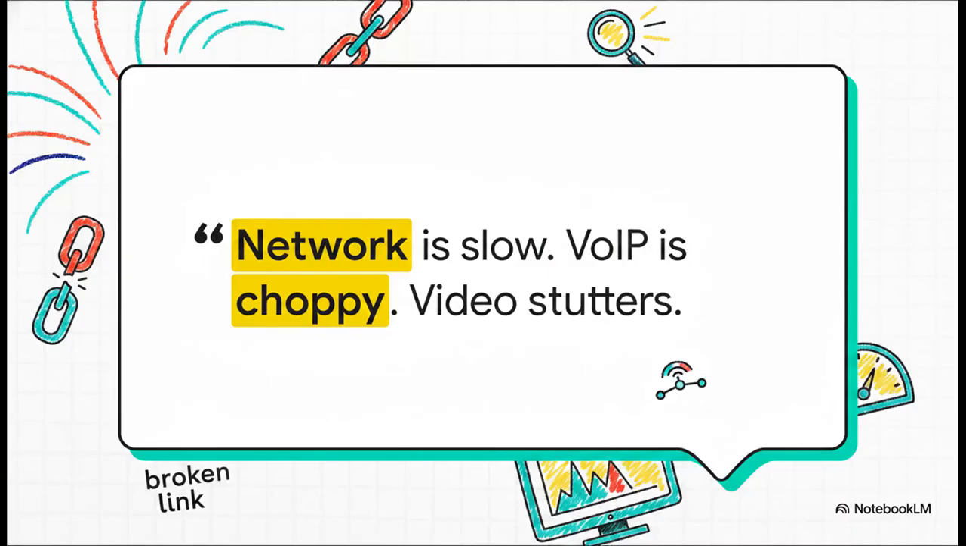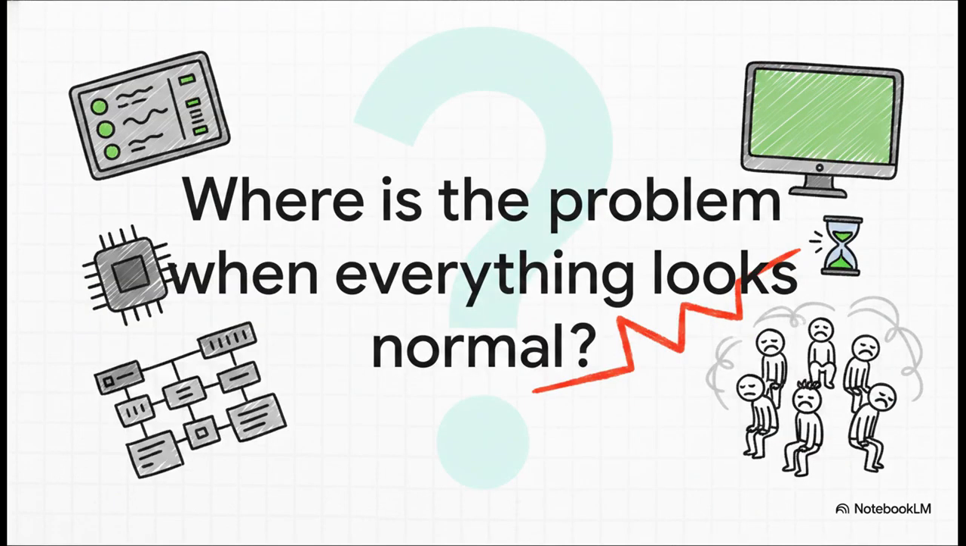The network is slow, my VoIP call is super choppy, or this video conference just keeps stuttering, right? We have all heard these complaints. These are the frantic tickets that set off alarms in our heads and launch us into immediate detective mode. We sit down at our terminals, absolutely ready to find the broken link. But then, we run into the classic IT paradox.